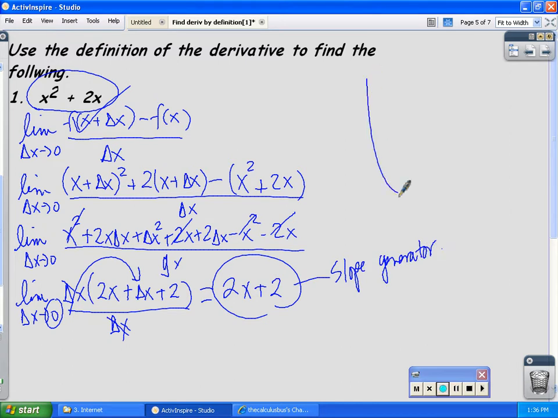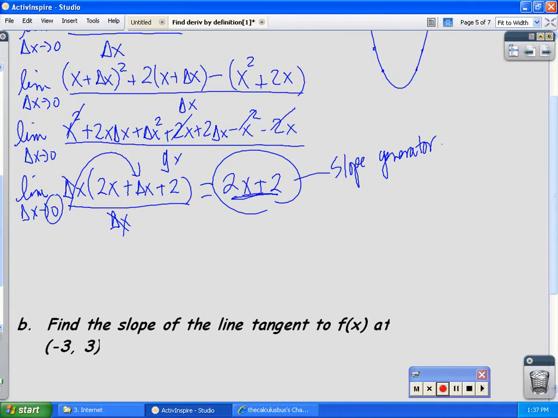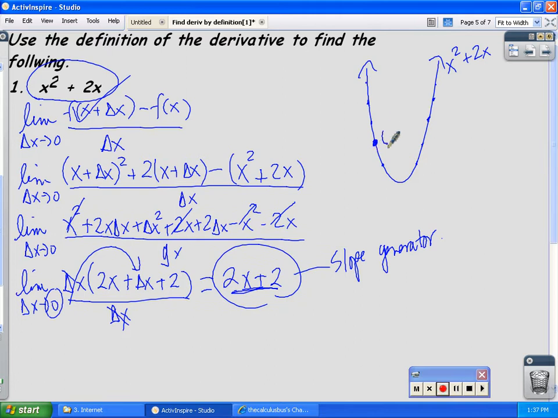So let's say that the parabola that we're talking about right here is x squared plus 2x. This slope generating formula will find the derivative at any particular value of x that I want to consider. Okay, so let's look at the second part of this question. The first part was to actually find the derivative. The second part, part B, is to actually find the slope of the line tangent to the function at negative 3, 3. So let's just say that this point right here is negative 3, 3. I am looking for the slope of the line tangent to that curve at negative 3, 3.